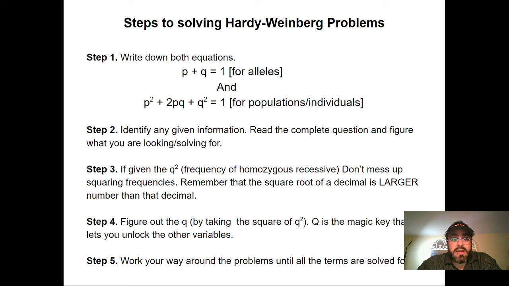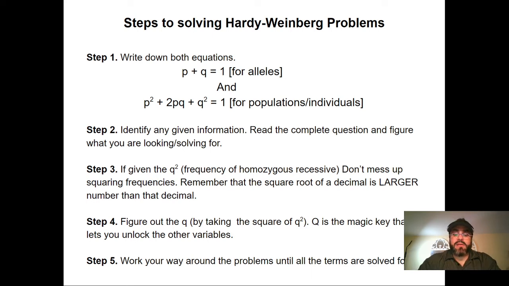Step number 3, if you're given the Q squared, which is quite often what you're given, the first thing you've got to do is take the square root, and remember that the square root of a decimal is larger than that of the decimal. Number 4 is you figure out the Q by taking the square root of Q squared. And then Q here is the magic key that's going to unlock the rest of the variables.